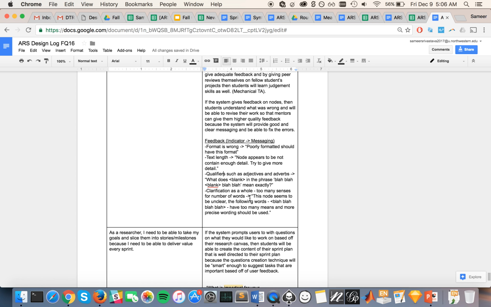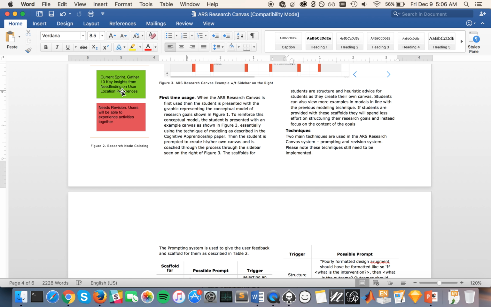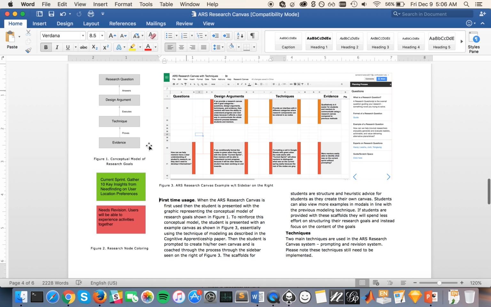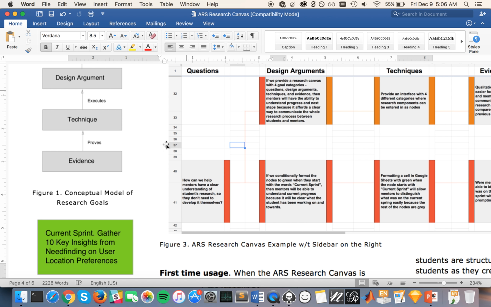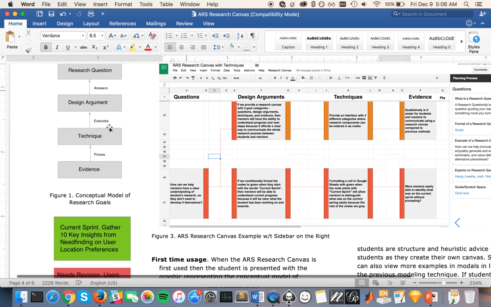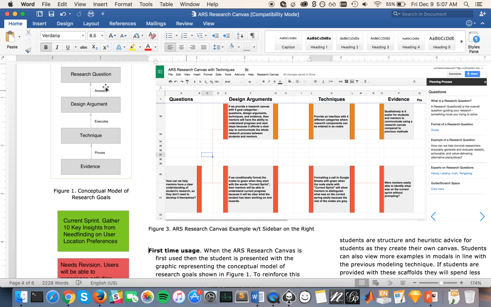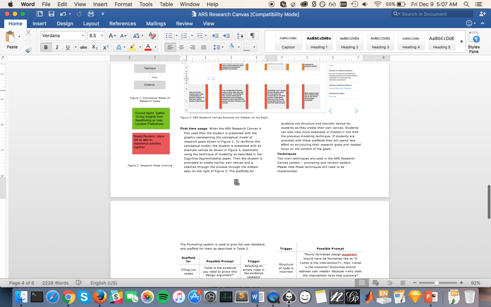That's something I thought of, which would be interesting, and something I really want to test. So I'm going to go to my paper just to finish up. Marking card sprint. Also, one thing I want to do is have a first-time usage tutorial to go through what this canvas means. What is the conceptual model? Evidence proves techniques, techniques execute design arguments, and design arguments answer research questions. That's how it works.